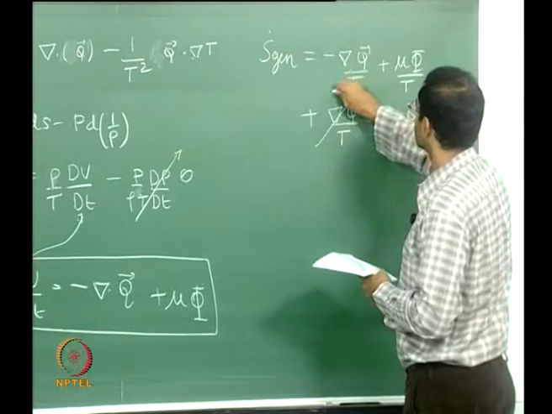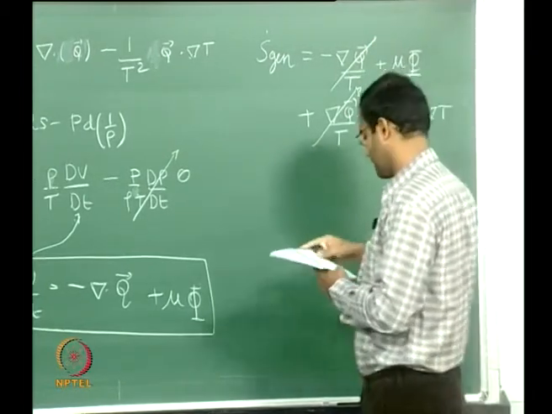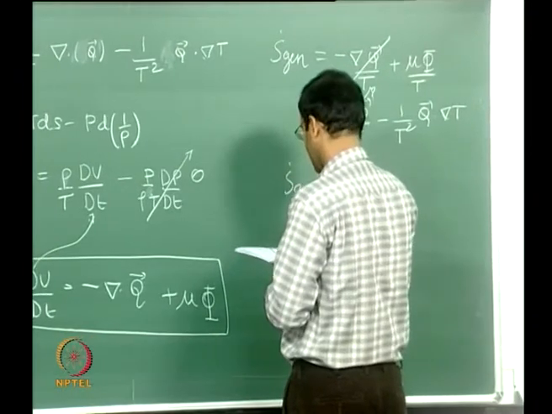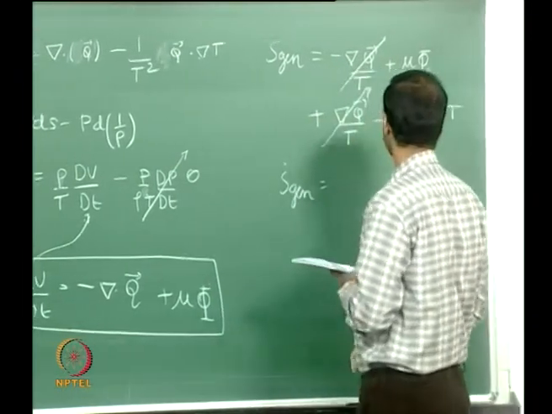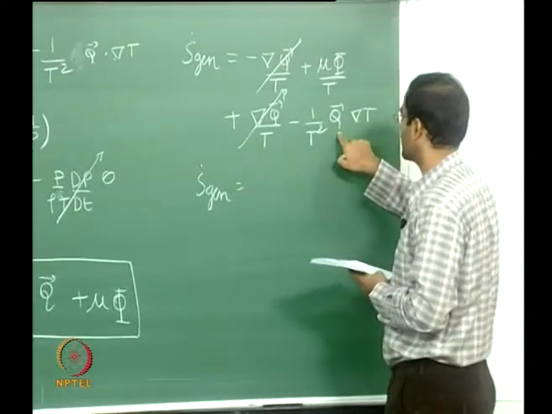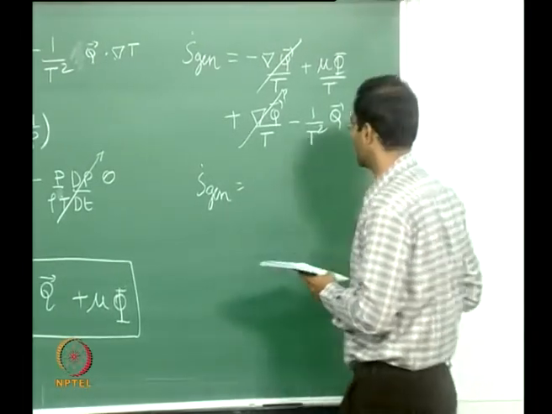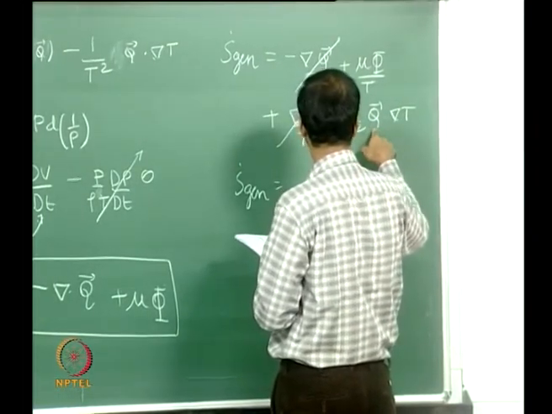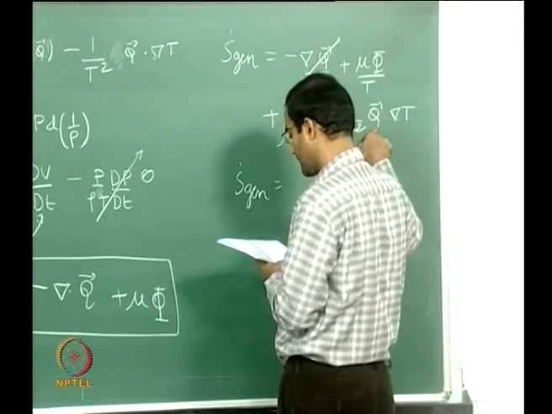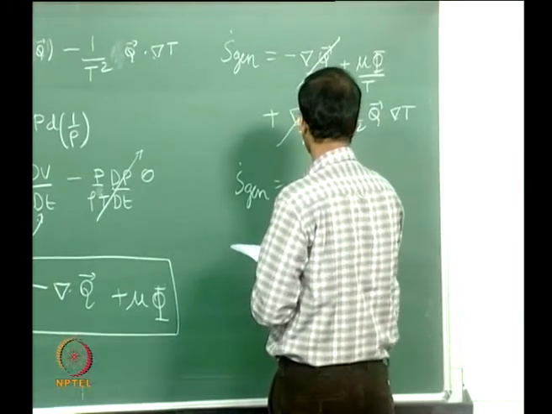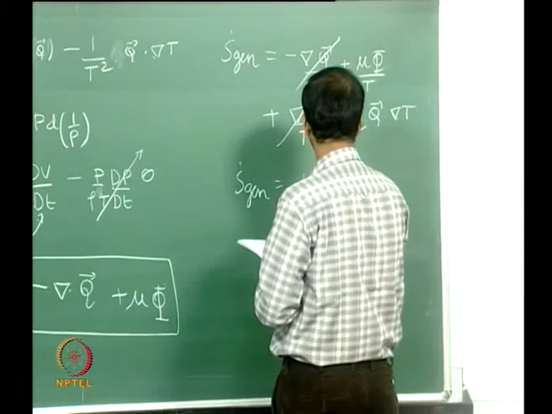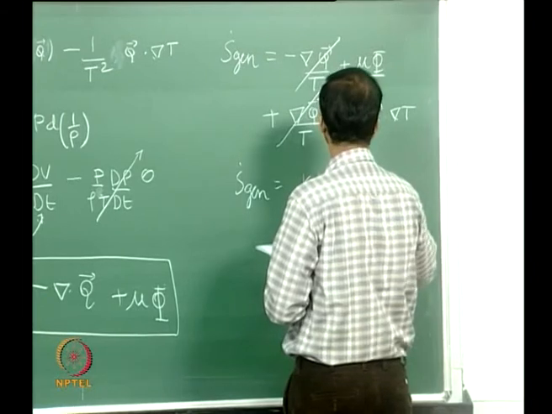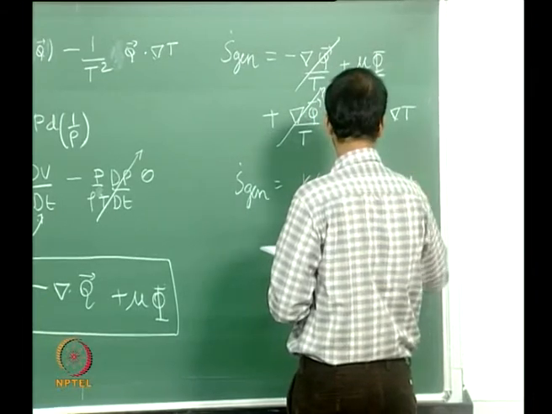So these two terms cancel off, so your final expression for s dot gen turns out to be, if you now substitute Fourier's law for q as minus k del T, this is minus of q dot del T, which is k del T square divided by T square, plus mu by T phi.